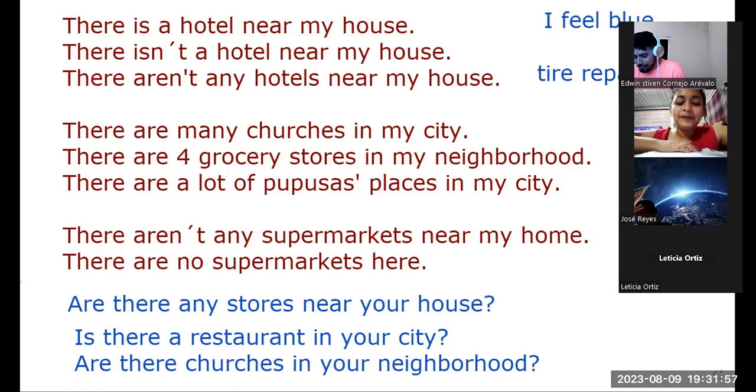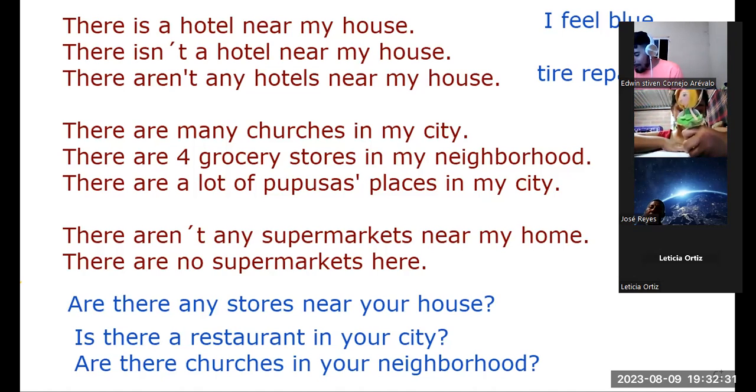There is a park near my house. There is no pharmacy near my house. Okay, there is no pharmacy. There are three stores in my community. Are there or aren't there? There are three stores in my community. Very good. Nice examples. Very good job.